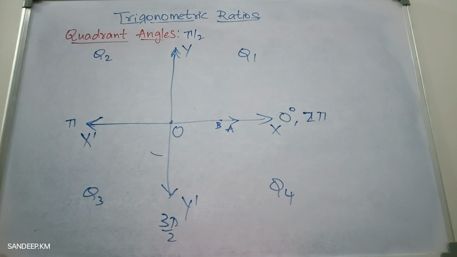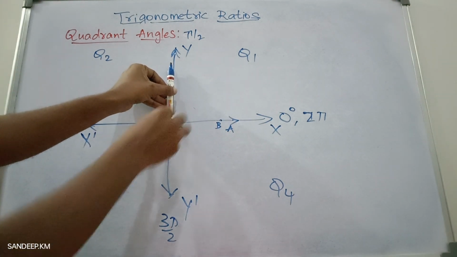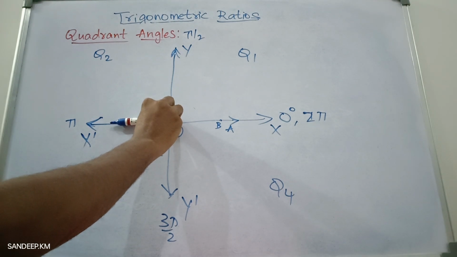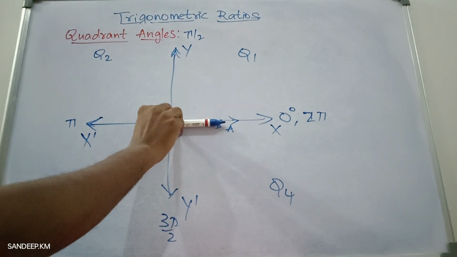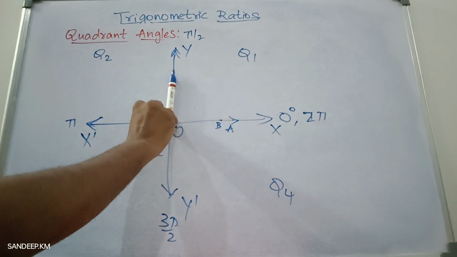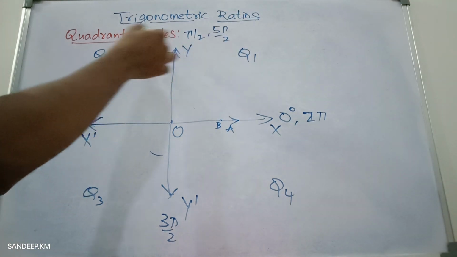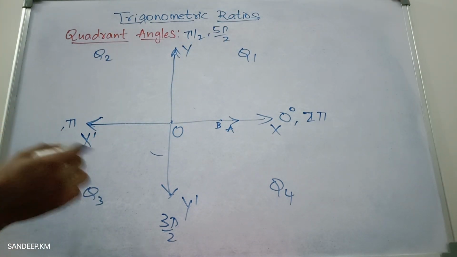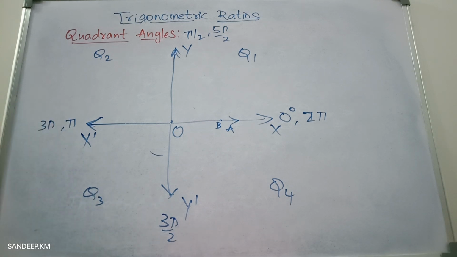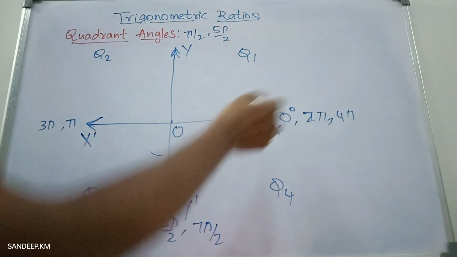So initially the angle was 0 degrees, next it is 90 degrees, which means pi by 2. Next the angle is 180 degrees, that means pi. Next 270 degrees, which means 3 pi by 2. Next 2 pi, and again if you add pi by 2, what do we get? 5 pi by 2. Next add pi by 2, you will get 6 pi by 2, which means 3 pi. Again add pi by 2, you will get 7 pi by 2. Again add pi by 2, you will get 8 pi by 2, which means 4 pi, and so on.